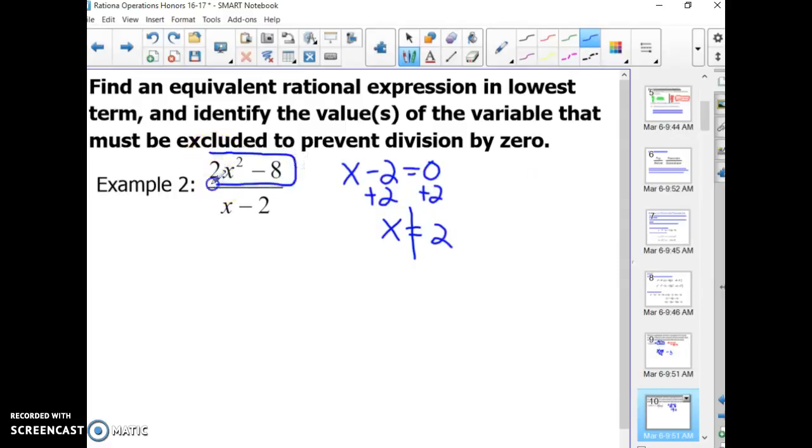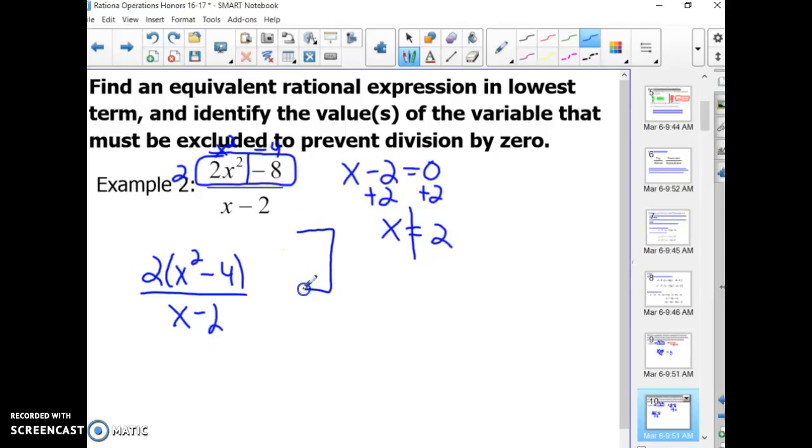On the top here, let's factor stuff out. They both have a 2. That gives me x squared minus 4. So I get 2 times x squared minus 4, over x minus 2. Nothing cancels out, but I look at this x squared minus 4 and I think to myself, that might be a difference of squares. So x squared minus 4 factors into x and x, minus 2 and a positive 2.